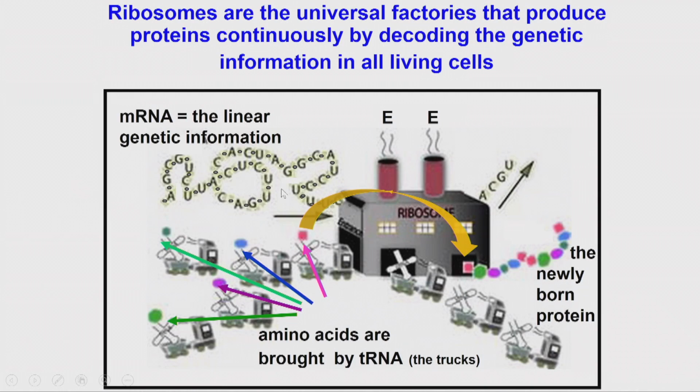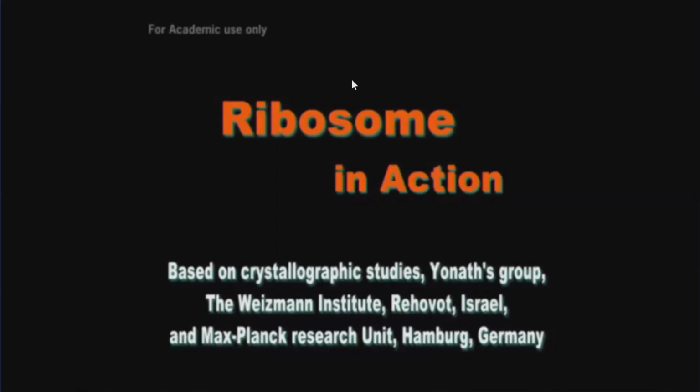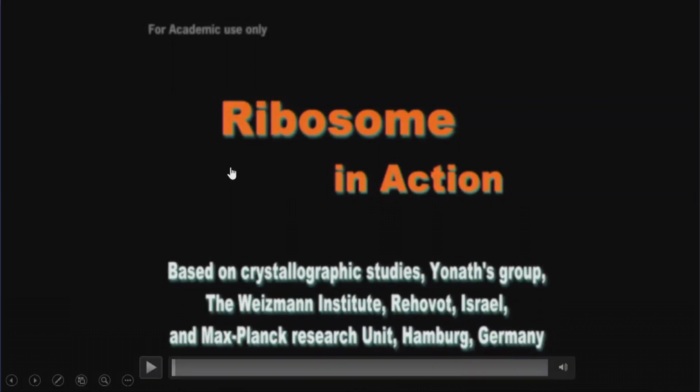The messenger, the information will move by one codon for any amino acid. The protein will be longer, and the whole thing doesn't take a lot of energy. So actually, these 2 floors are the 2 subunits of the ribosome, and I want to show you a short clip, which was earlier. A short clip of how it's done.